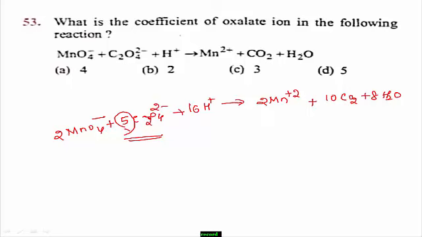So option D is the right answer. Coefficient of oxalate ion, here it is 5. If you take another one, MnO4 minus, that is 2, and the C2O4 2 minus, the oxalate ion, it is 5, and H plus it is 16, right? The correct coefficients of MnO4 minus, C2O4 2 minus and H plus are 2, 5, 16 respectively. Which one is the right answer now? Option D is the right answer.